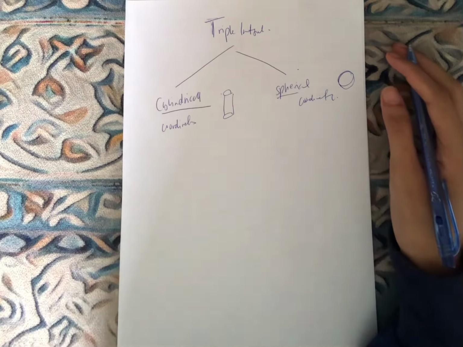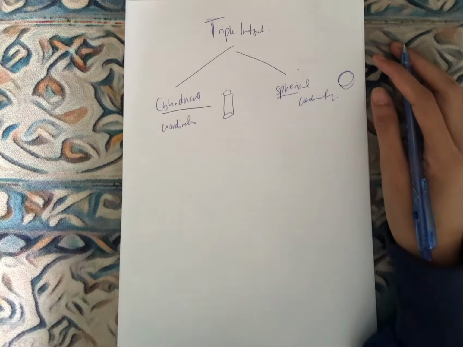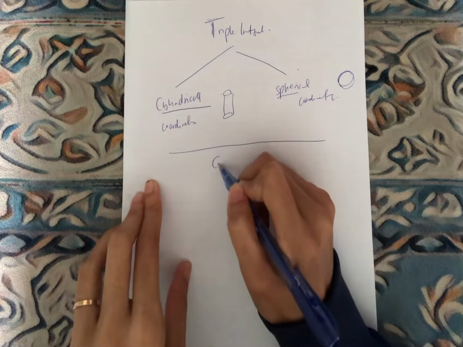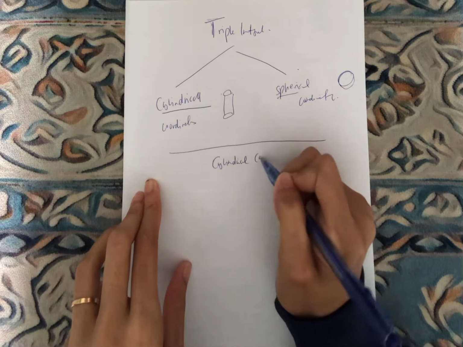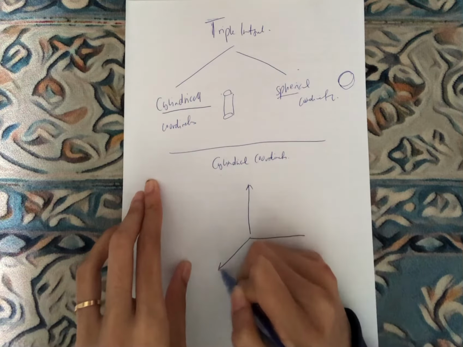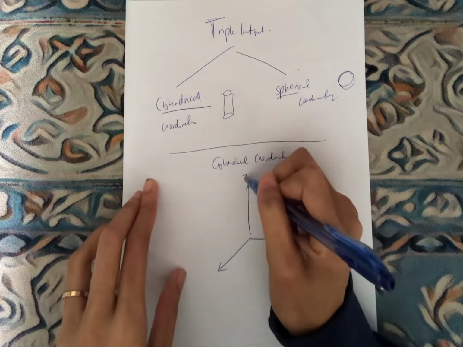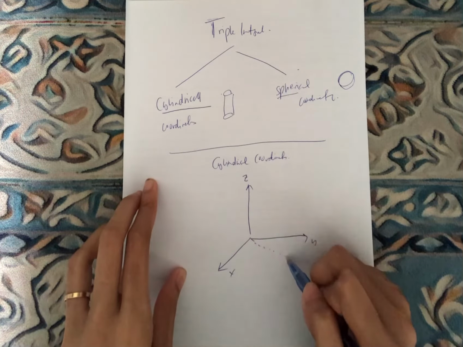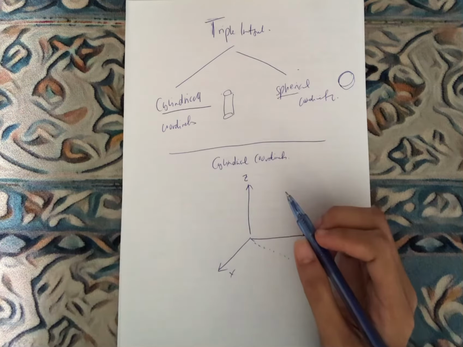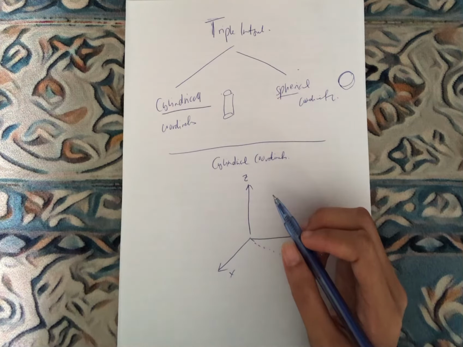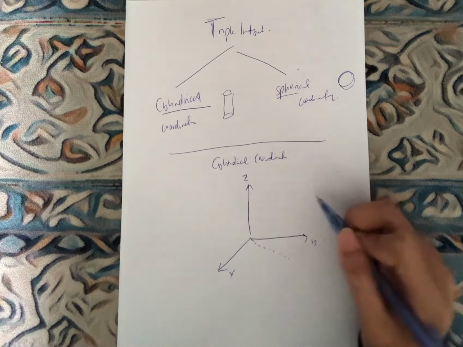Alright class, I will go one by one. First, I will go to the cylindrical coordinates. I just give you some intro. We have 3 axes here, right? Basically, for cylindrical coordinates, it's no longer x, y, z. It will be a new variable that we will use. We will use r and theta.